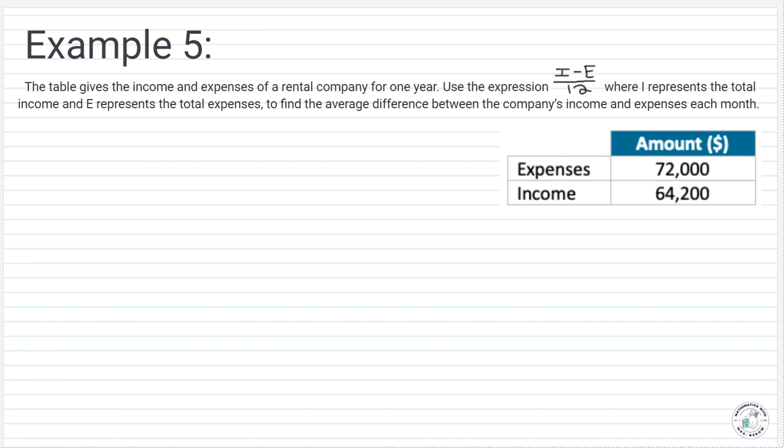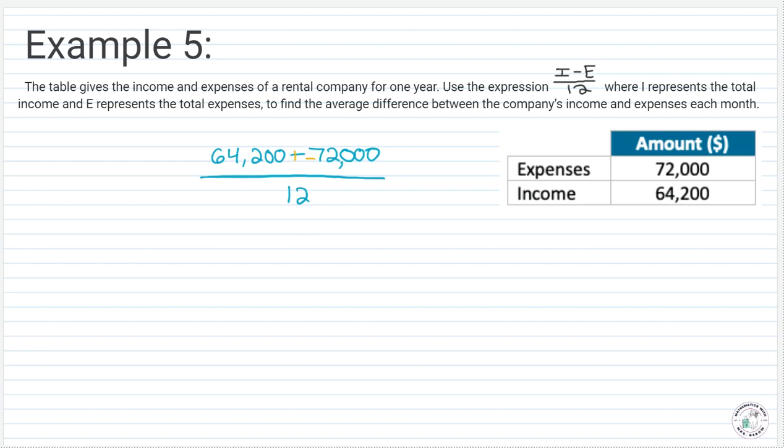So our expenses are $72,000 and our income is $64,200. That table tells us that information there. And so my income, $64,200, minus my expenses, $72,000, all of that going to be divided by 12. Again, we can rewrite this as keep, change, change, right? So it's $64,200 plus a negative $72,000, and then our trick is to subtract the two and keep the sign of what you have more of.